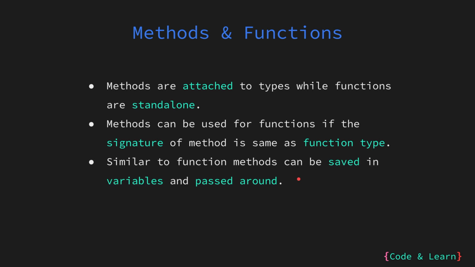Just like functions, methods can be assigned to variables and passed as argument to other functions. This allows flexibility in programming, enabling the dynamic use of methods based on certain conditions or requirements. Again, please note that the method you store in a variable needs to be called on an instance of a type. So, let's look at another example for the same.